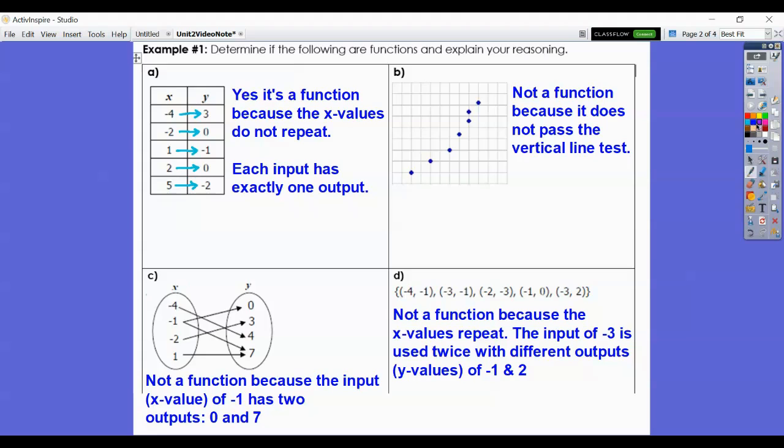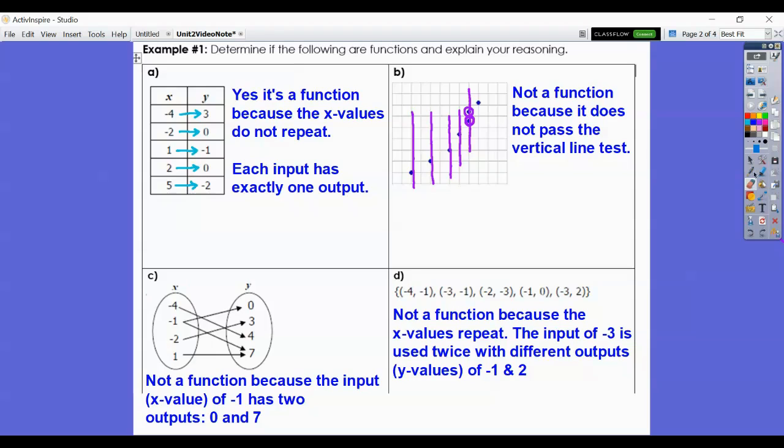For example B, when it's on a graph, we draw vertical lines all the way through our graph here. Notice that all of these I'm drawing so far have only hit one point. But when I draw this vertical line here, I am touching my graph twice, more than one point. This is not going to be a function because it fails the vertical line test. That vertical line I just drew touches 2 points, not just one.